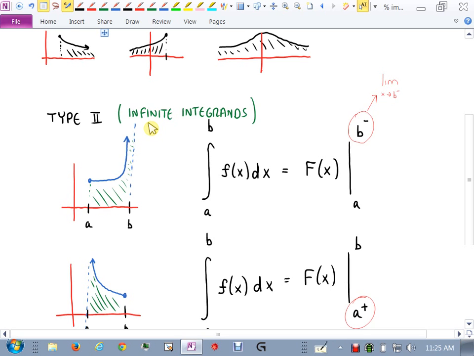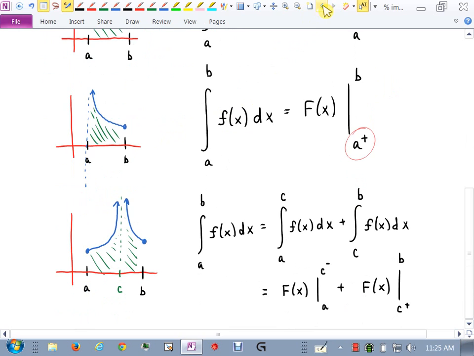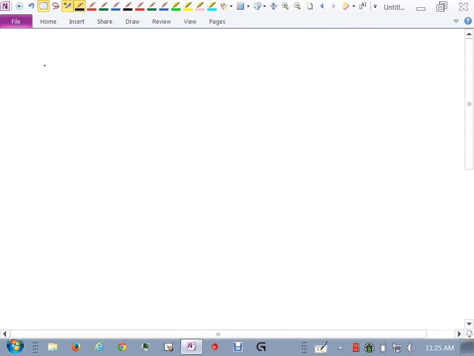Yeah? All right, so let's try one of these. As an example, let's do the integral from 5 to 9 of 1 over the square root of x minus 5 dx.